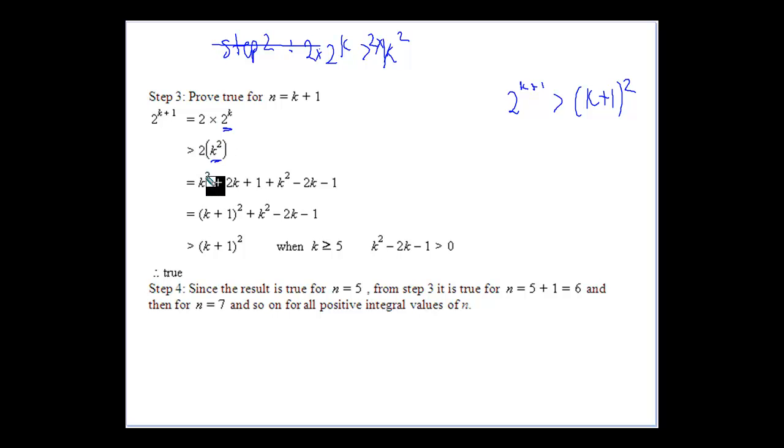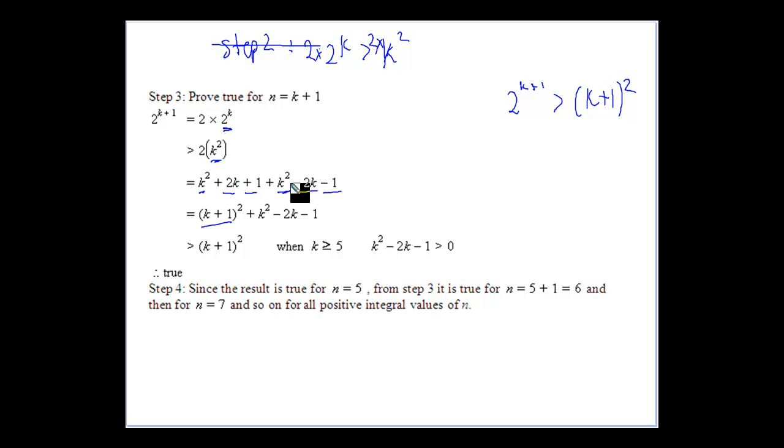Now we've got 2k squared. So what I'm going to do, I want k plus 1 all squared. Well, here's our manipulation. Let's break it up to a k squared plus k squared. That's what I had. But now I want a k plus 1 all squared. So how do I get that? Well, I need a 2k there. So I need to subtract 2k. And I need a plus 1 to get a perfect square. And I need to subtract 1 because I had plus 1, subtract 1.